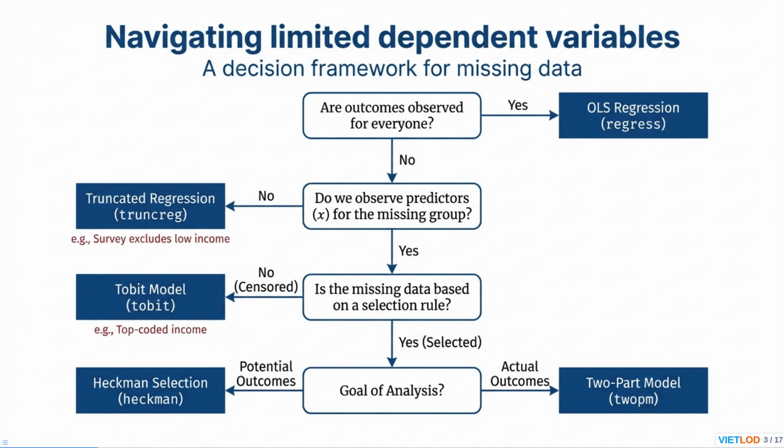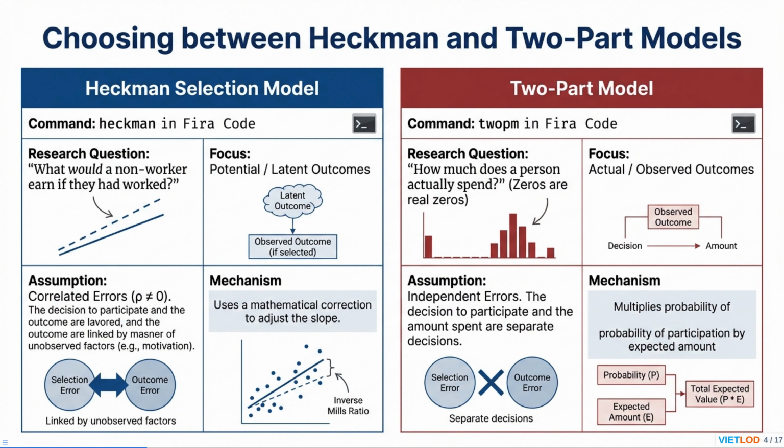However, if the data is missing due to a selection process, our analytical goal becomes paramount. If we aim to estimate potential outcomes, such as a non-worker's potential wage, we turn to the Heckman selection model. But if our goal is to estimate actual outcomes where zeros are meaningful, like healthcare expenditures, then a two-part model is more suitable. Each path leads to a specific modeling approach designed to handle different types of missing data or limited dependent variables.